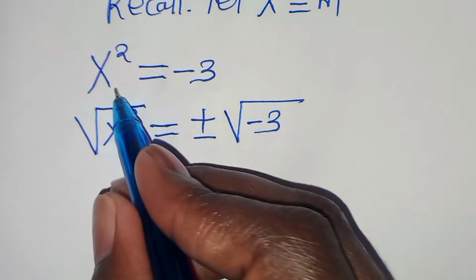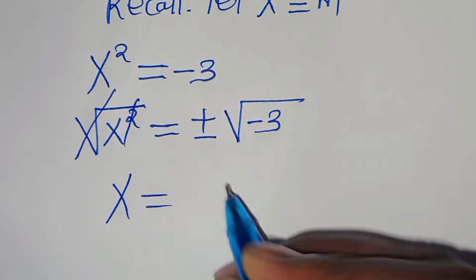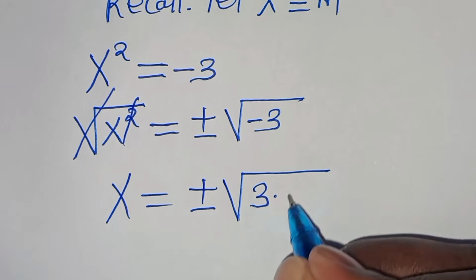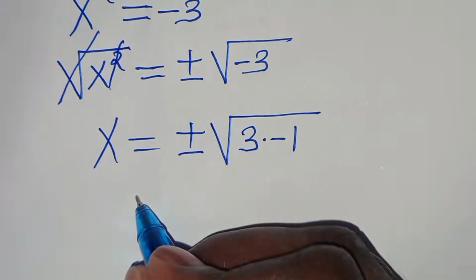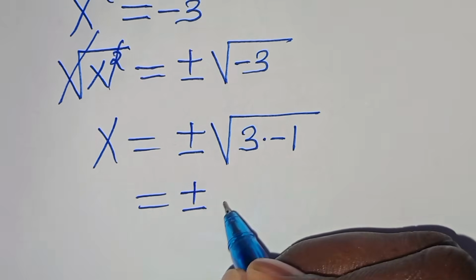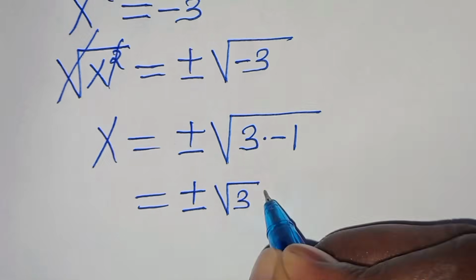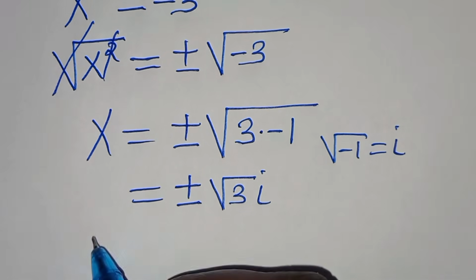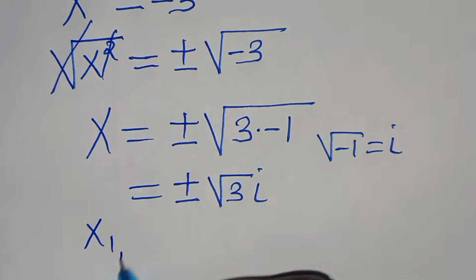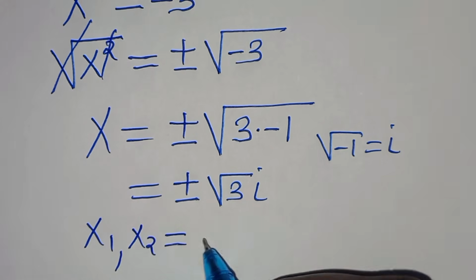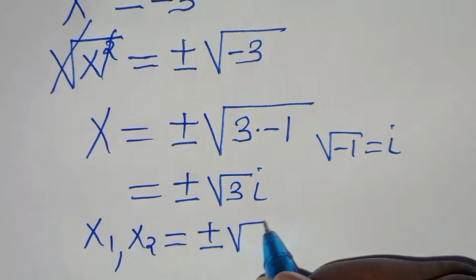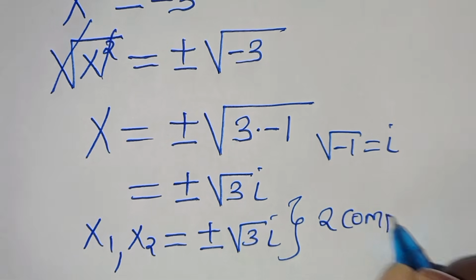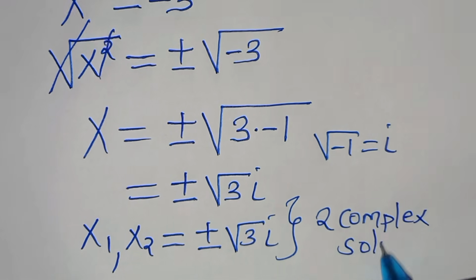Now, we eliminate the square root sign here so that x is equal to plus or minus the square root of -3, which is the square root of 3 times -1. So here we have x is equal to plus or minus square root of 3 i. We have the square root of -1, which is equal to i. So we have x1, x2 equal to plus or minus square root of 3i, where these are two complex solutions.